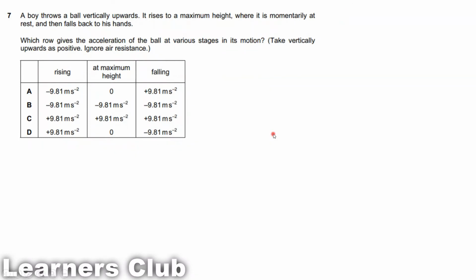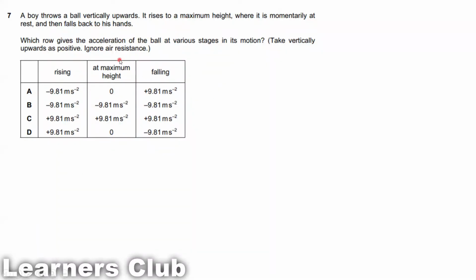Question 7. A boy throws a ball vertically upwards. It rises to a maximum height where it is momentarily at rest and then falls back to his hands. Which row gives the acceleration of the ball at various stages in its motion? Take vertically upwards as positive, ignore air resistance. So when a ball is thrown upwards, what's the acceleration? And at maximum height, it's momentarily at rest, what's the acceleration? While it's falling, what's the acceleration?